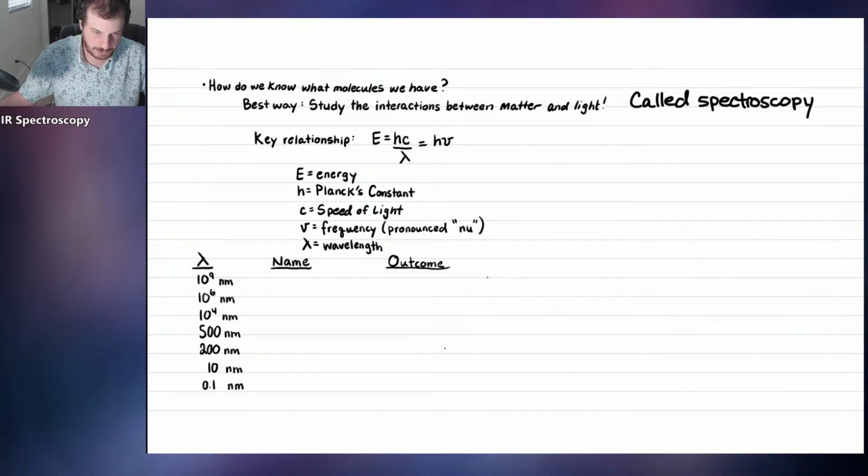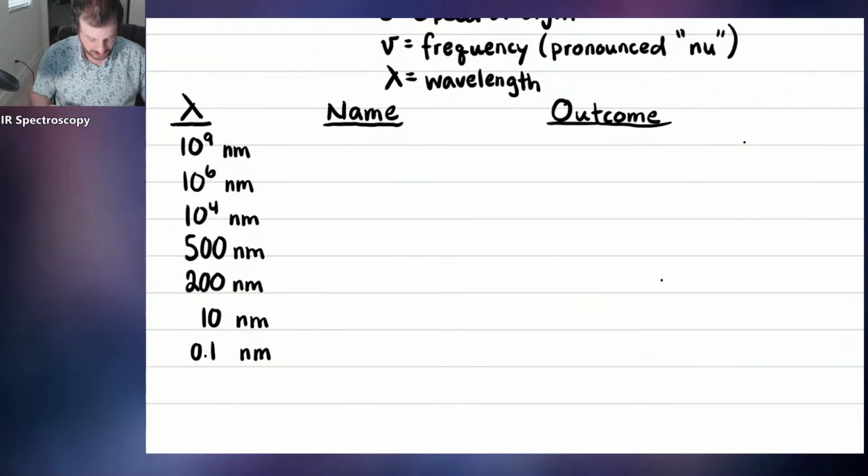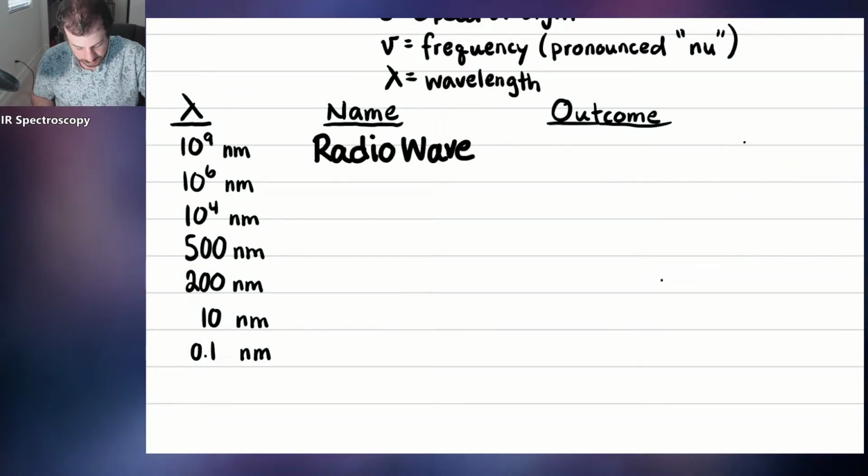So, for example, if the wavelength is 10 to the 9 nanometers, so that's a very long wavelength, a very high number, the energy of that light is going to be very low. And we call that light radio waves. So I'm going to fill these in here. You don't need to memorize these at all, but it would be helpful to know the order of these types of light. One of the lowest energy forms of electromagnetic radiation is called the radio wave.